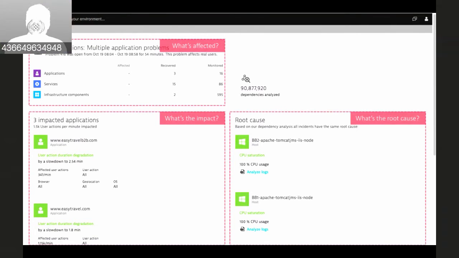And we also let you know what the root cause is. And in this case, we've analyzed more than 90 million dependencies for this problem, and determined that the root cause has been a CPU saturation on these two nodes with the given name, right?